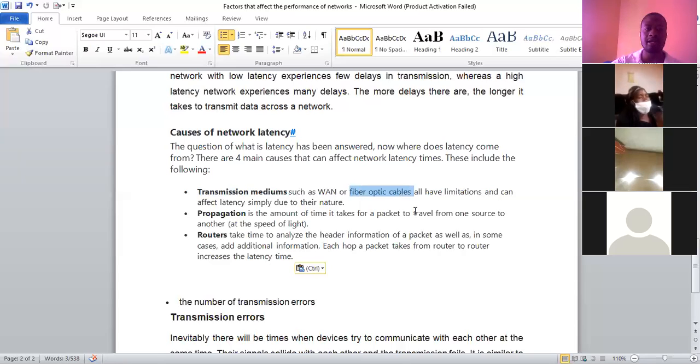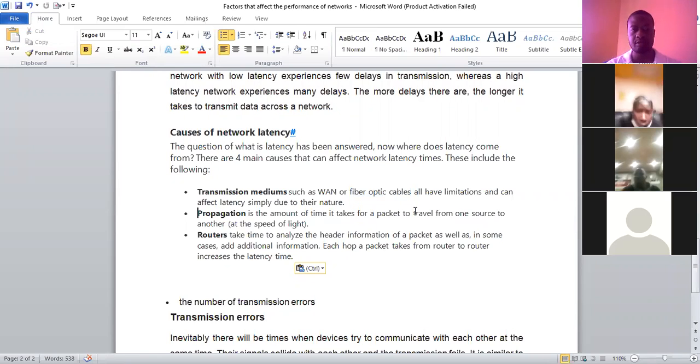This is latency. If you look at wireless, there are things that cause interference, right? If we go into more detail with the network medium, the transmission mediums are also different. The second one is propagation. What is propagation?